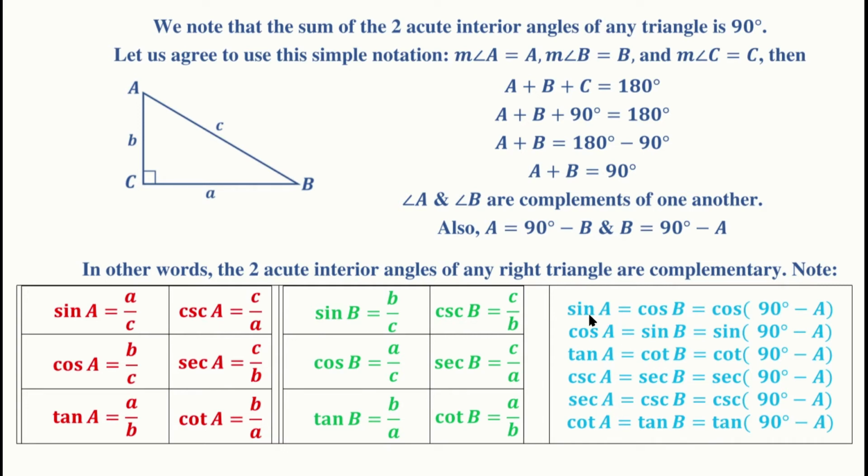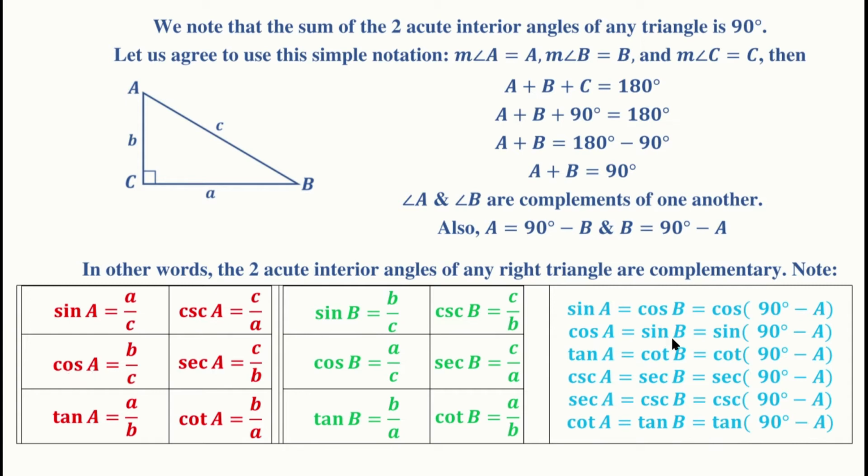We further notice that the sine of A is the same as the cosine of B. And remember, B is 90 degrees minus A. So the sine of A is the same as the cosine of 90 minus A. And it is for this reason that sine and cosine are considered to be cofunctions. If the sine of an angle equals the cosine of the complement of that angle, that's what makes the two functions cofunctions.